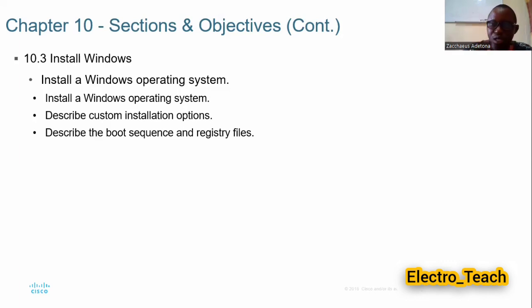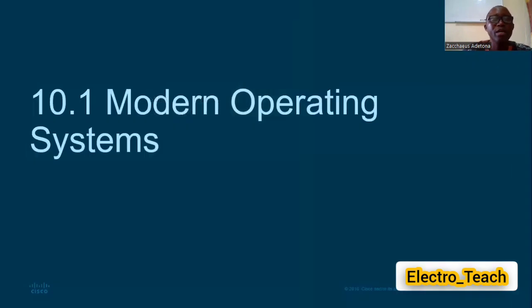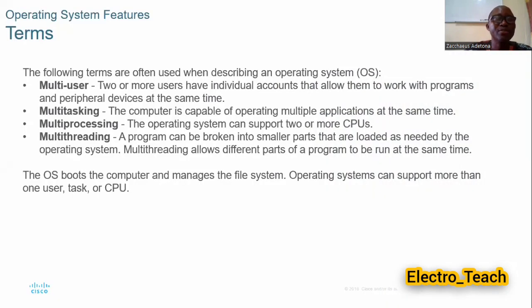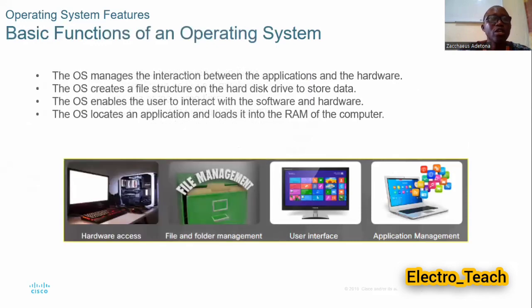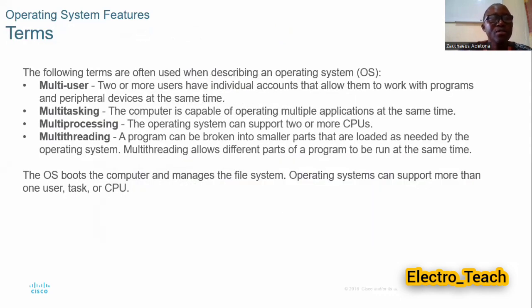Now, we are starting off with the terms that we use in an operating system. First of all, we talk about the following terms, 4 important terms here. One is multi-user. When you say an operating system is multi-user, it means the operating system is capable of giving a number of people their separate accounts. And so having individual accounts allows them to work with programs and peripheral devices at the same time.